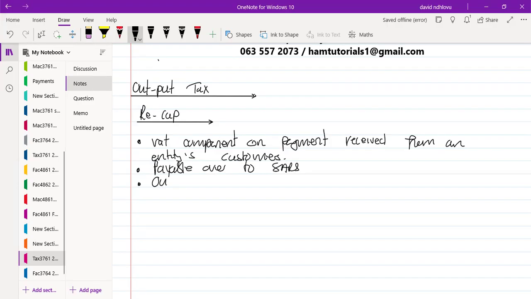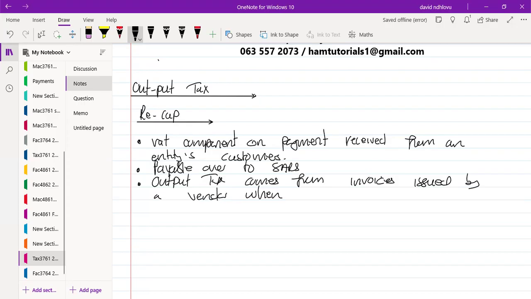Then we are saying output tax comes from invoices issued by a vendor when making taxable supplies.